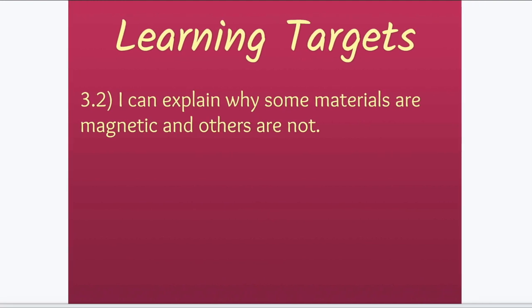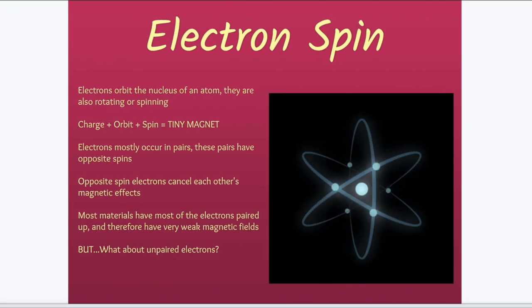Our learning target for today is I can explain why some materials are magnetic and others are not. Let's start off on the most base level, and that is what is called electron spin. Electrons orbit the nucleus of an atom. In addition to that movement, they are also rotating or spinning.